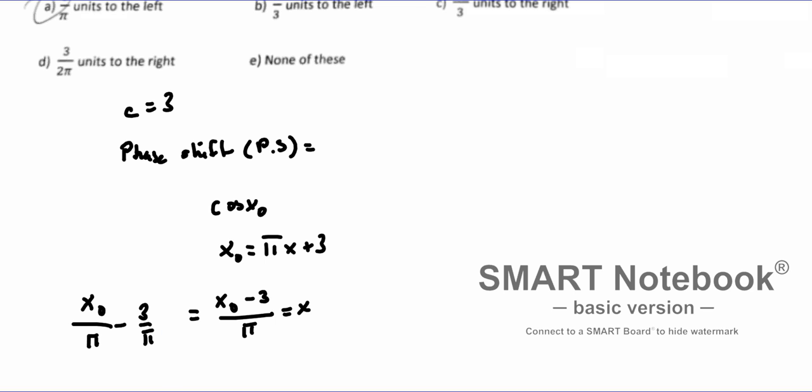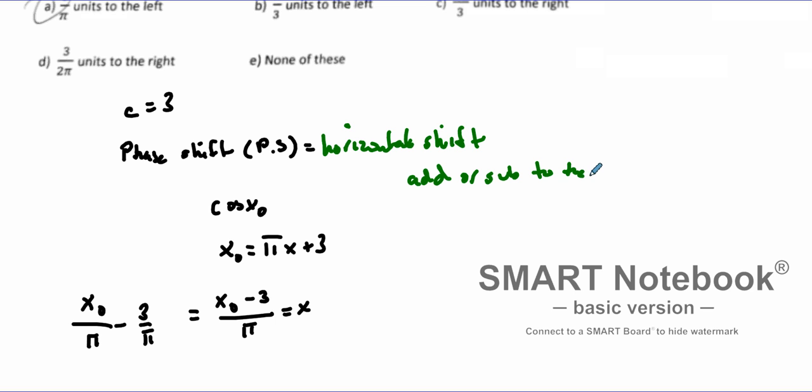So we're looking to see a horizontal shift. What are we doing to the original value? What are we adding or subtracting to the original value? So this horizontal shift, or phase shift, is what are we adding or subtracting to the original inputs, and in this case that is x, so the original inputs.